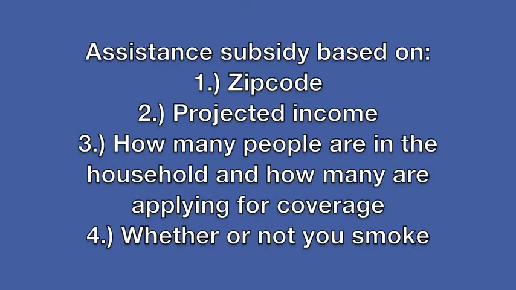So basically we go to a website called kff.org, and that's managed by the Kaiser Family Foundation, and you'll just enter some very simple numbers in there to basically see what you would qualify for. You'll put your zip code, your projected income for 2014, how many people are in the household, and how many people are applying for coverage, and they also will ask you if you smoke. And then you'll just hit submit, and instantly that particular website will tell you what you're qualified for in terms of an estimate, in terms of how much the government will help pay your portion of a premium.